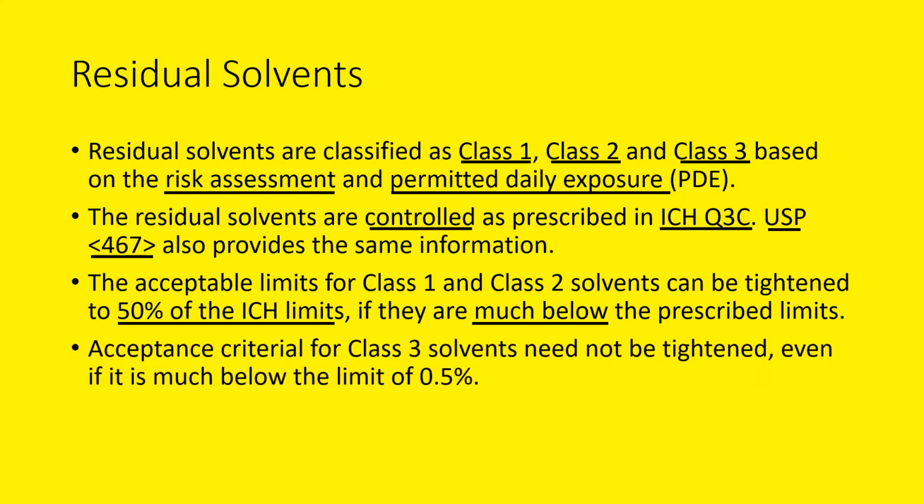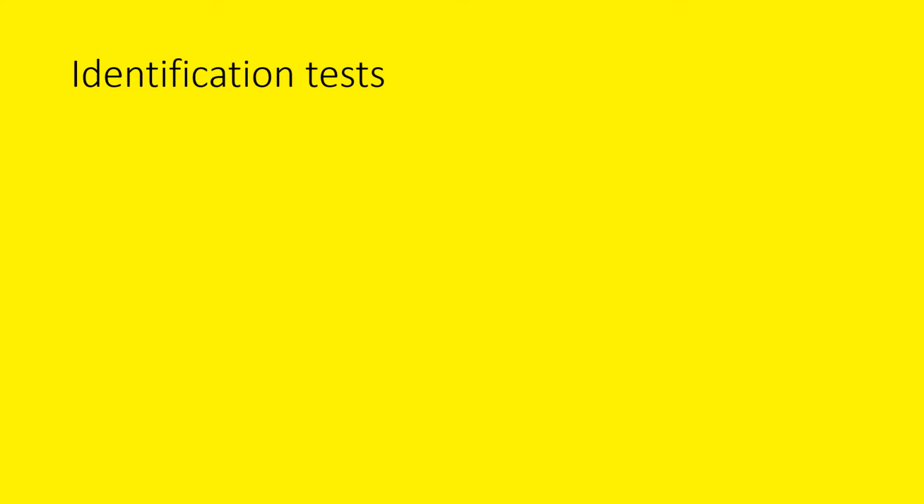Acceptance criteria for Class 3 solvents need not be tightened, even if they are much below the limit of 0.5%. So for Class 3 solvents, in such conditions also, you need not tighten the limit of not more than 0.5%. Let us see how the identification tests are established.